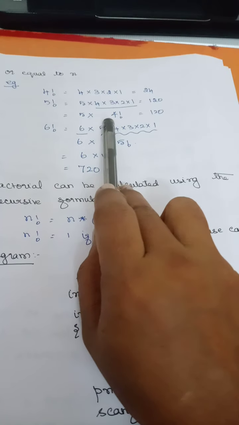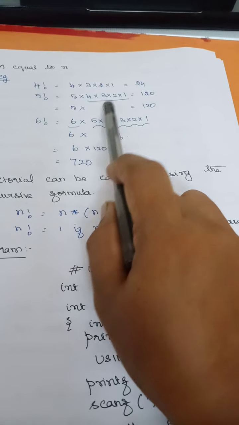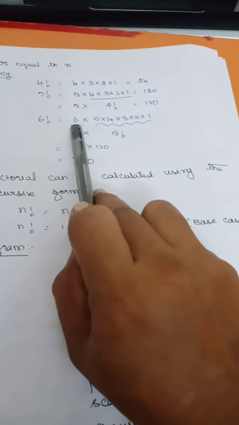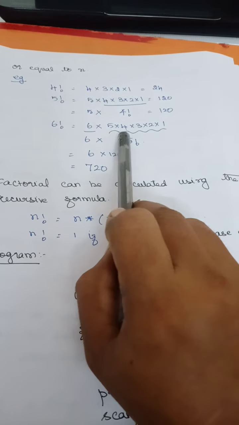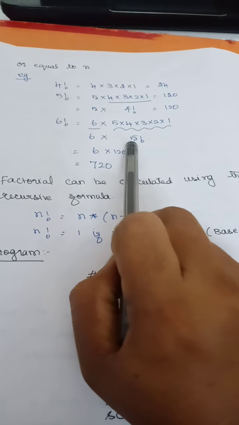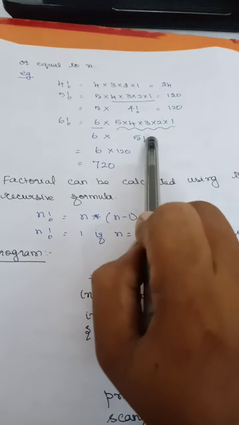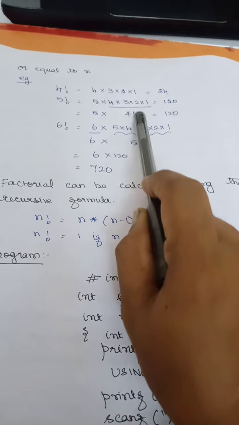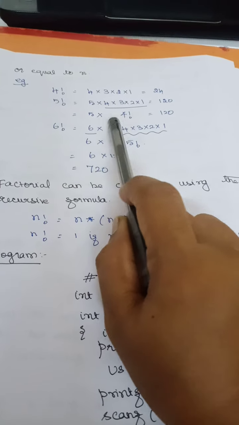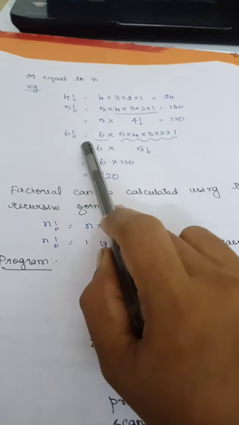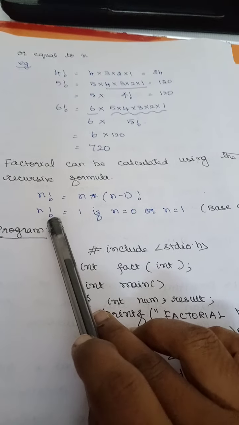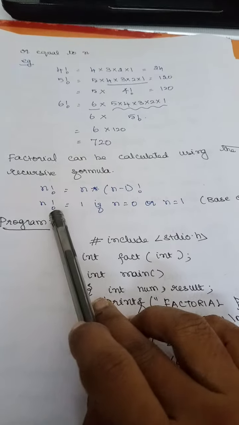This is also correct, because 4 into 3 into 2 into 1 can be written as 4 factorial. Similarly, 6 factorial can be written as 6 into 5 into 4 into 3 into 2 into 1, that is nothing but 6 into 5 factorial. Again this 5 factorial I can calculate as 5 into 4 factorial, and this 4 factorial I can write as 4 into 3 factorial. So this can be converted to recursion.